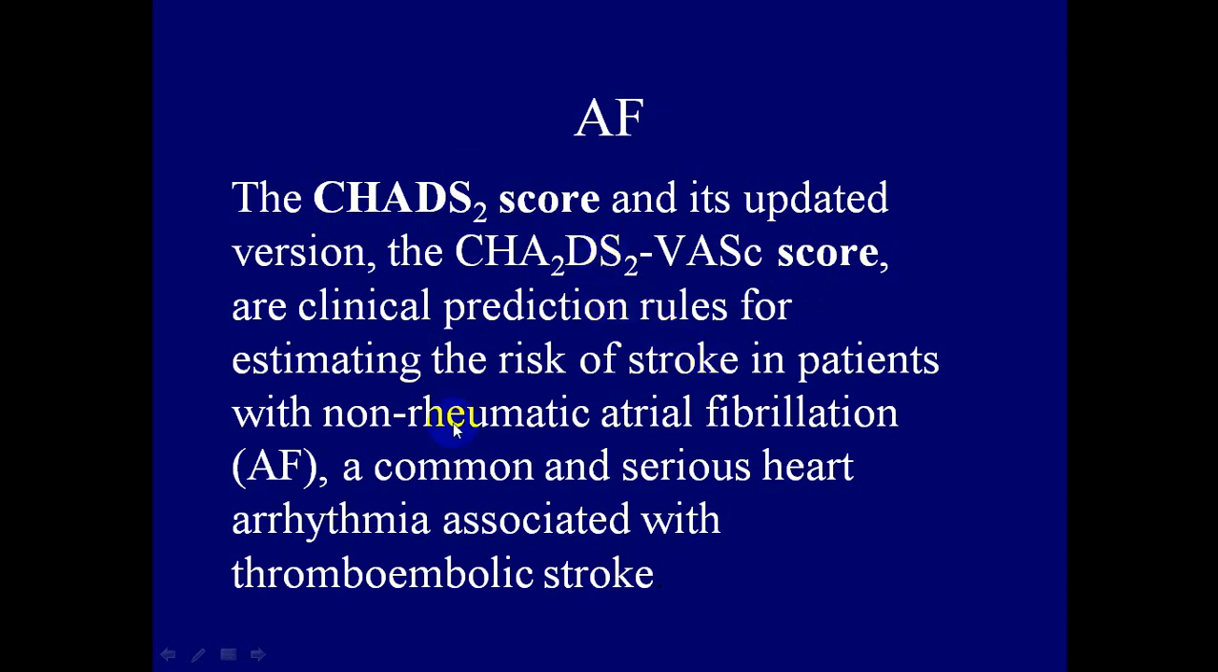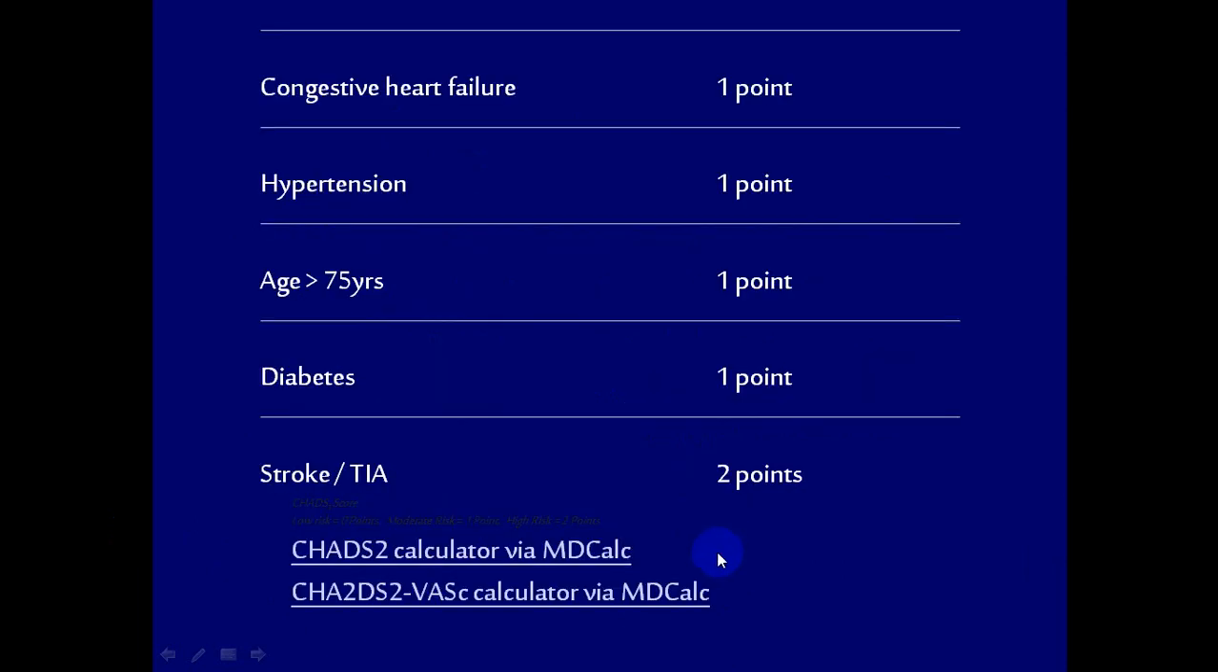It is used for estimating the risk of stroke in patients with non-rheumatic atrial fibrillation, a common and serious heart arrhythmia associated with thromboembolism. As we said, it is the commonest arrhythmia in inpatients and in heart disease patients, and serious because of thromboembolism. This is the CHADS2 chart: congestive heart failure, hypertension, age more than 65, diabetes, and stroke or transient ischemic attack. Each has 1 point except stroke, which is 2 points. So it is a 6 point score.